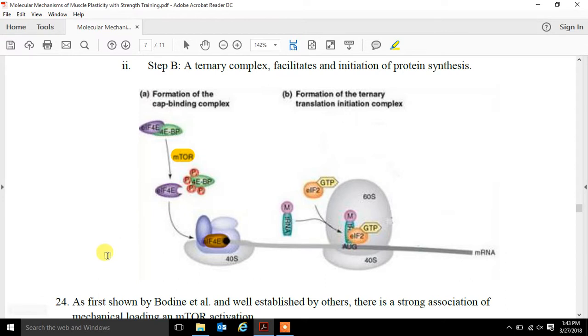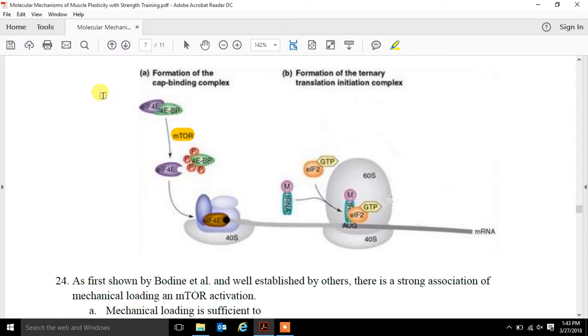So there's our basic sequence of events. So step 1, they're bound. Step 2, mTOR. Step 3, they separate. Step 4, they become initiated.